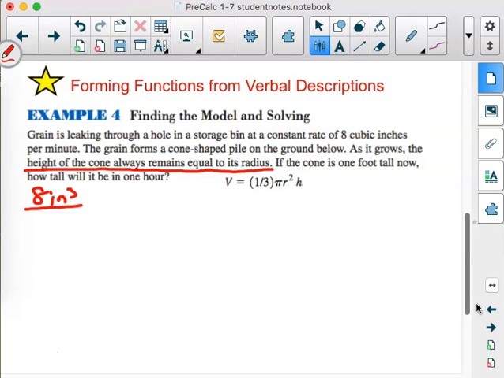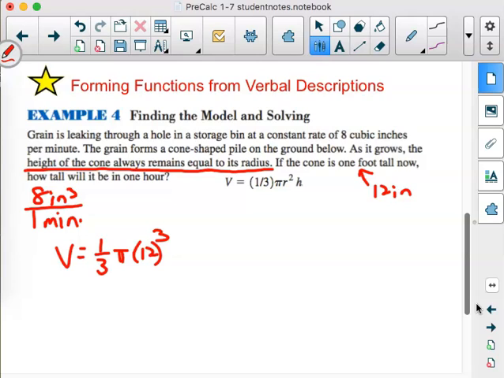I'm going to write that down as I start thinking here. If the cone is 1 foot tall now, oh, see what they're doing? They're messing with the labels. So we want to think of this as 12 inches tall right now. How tall will it be in 1 hour? Well, let's find out what it is right now. So right now, with a 12, it's going to be volume equals 1/3 pi times 12 cubed.